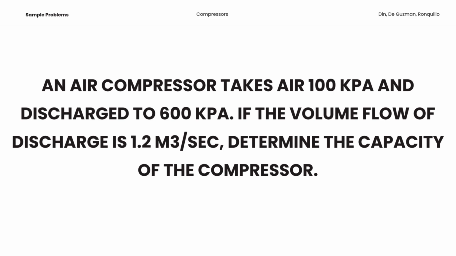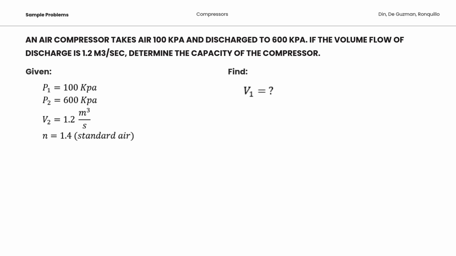An air compressor takes air at 100 kilopascal and discharges at 600 kilopascal. If the volume flow of discharge is 1.2 cubic meter per second, determine the capacity of the compressor. And then for the given, P1 which is 100 kilopascal, P2 is equals to 600 kilopascal, and then the volume flow of discharge which is V2 kasi discharge siya is 1.2 cubic meter per second. And then ang standard ng air is 1.4. So, ang pinapahanap dito is determine the capacity of the compressor which is yung V1.